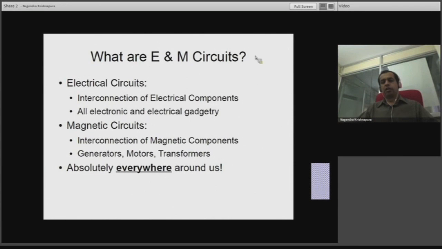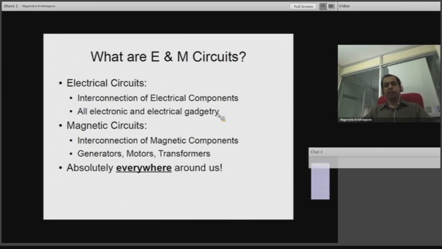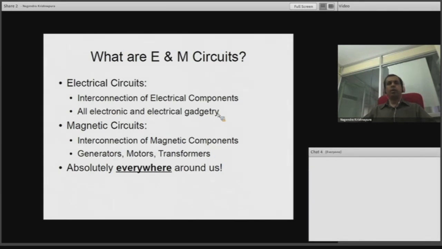Electrical circuits are interconnections of electrical components. Basically, every electronic or electrical gadget that you see forms an electrical circuit. Magnetic circuits, just as a point of information, are interconnections of magnetic components, and I think all of you would be familiar with transformers and motors. They form magnetic circuits.